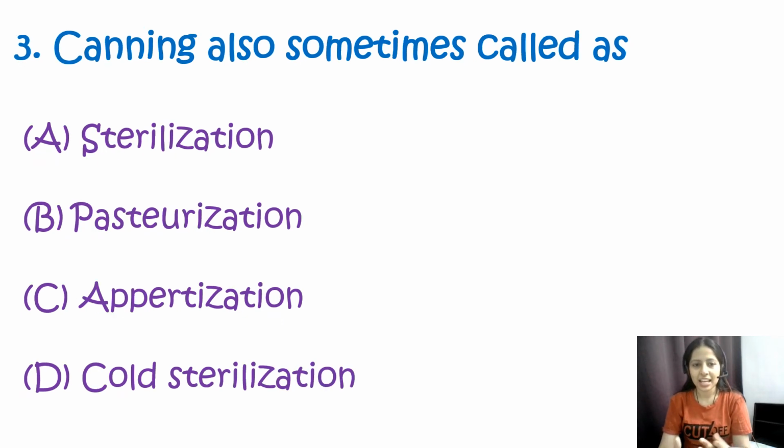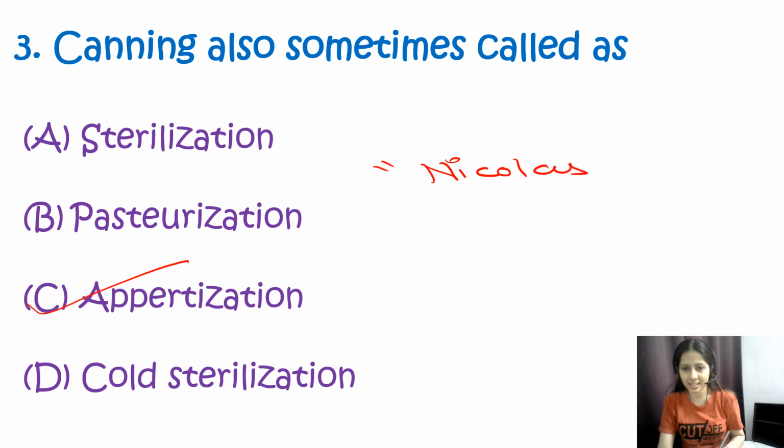Question 3. Canning is also sometimes called as, options are sterilization, pasteurization, appertization or cold sterilization. Canning is sometimes also known as appertization. That is, correct option is C. And this term originated from the French inventor, Nicolas Appert.